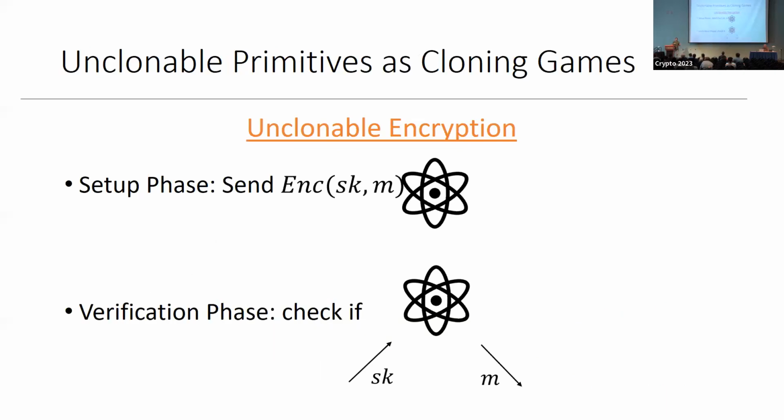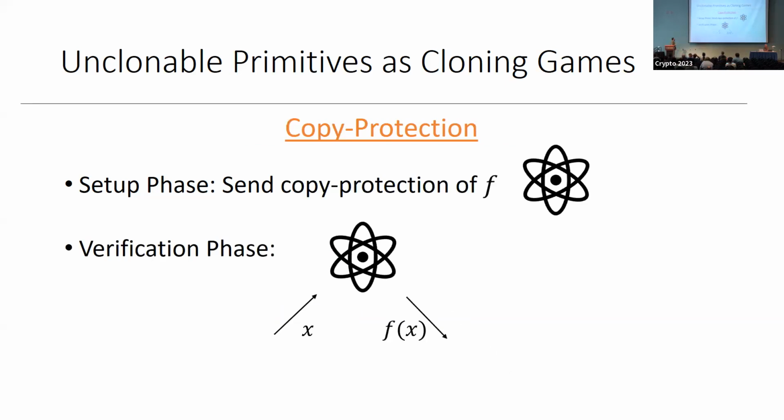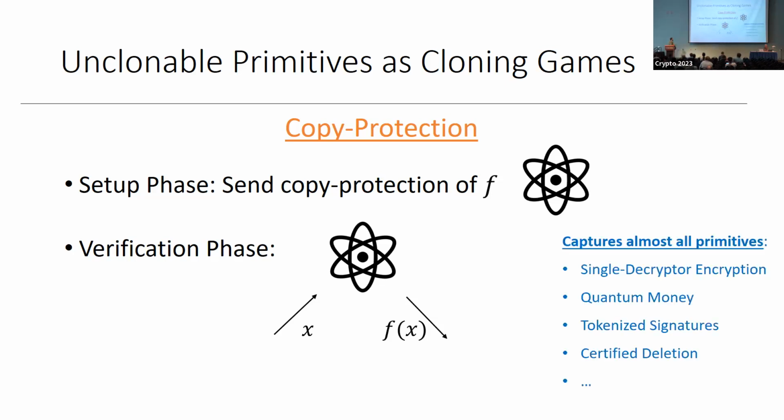And I said the goal is to capture unclonable primitives generally. Just to give a couple examples, unclonable encryption can be thought of as the token being a ciphertext, and the verification phase sending the secret key and expecting the message or some information about it in return. And in quantum copy protection, you copy protect the classical function f, and in the verification phase, you're supposed to take an input to this function and produce the evaluation of f on this input. Similarly, you can capture almost all unclonable primitives.